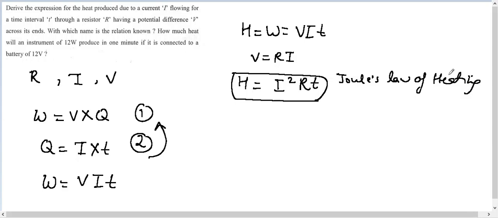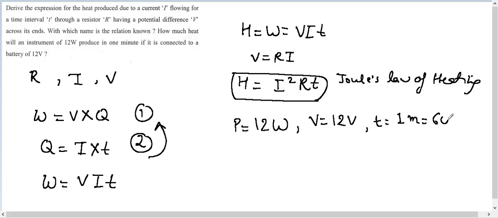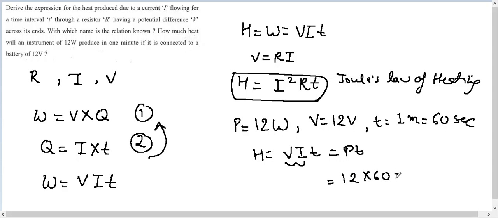Now, in the numerical, it is told to us that the power is 12 watt, the voltage applied is 12 volt and time is 1 minute, which we can take as 60 seconds. So the total heat dissipated is given by V I t. However, V into I is equal to power, so we can say that H is equal to P into t. So power is 12 and time is 60. Therefore, the total heat is 720 joule. So that's the solution for the problem.